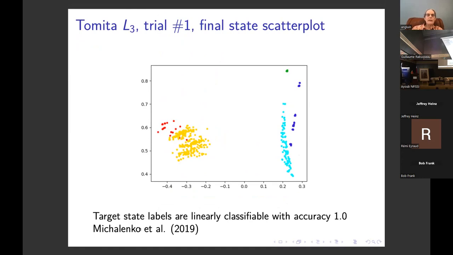They look separate. One thing we can do is use a suggestion of Mikulenko et al. And say, well, we have the state labels for these vectors. How good can a linear classifier be trying to produce the state labels? And despite the fact that the projection looks like they overlap, we get linear classification with 100% accuracy for the state labels in this particular case. So that's another way to look at things.